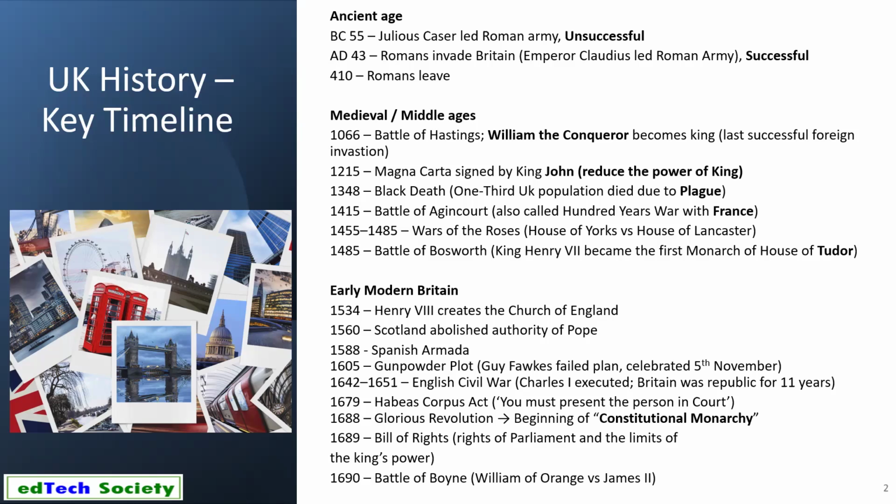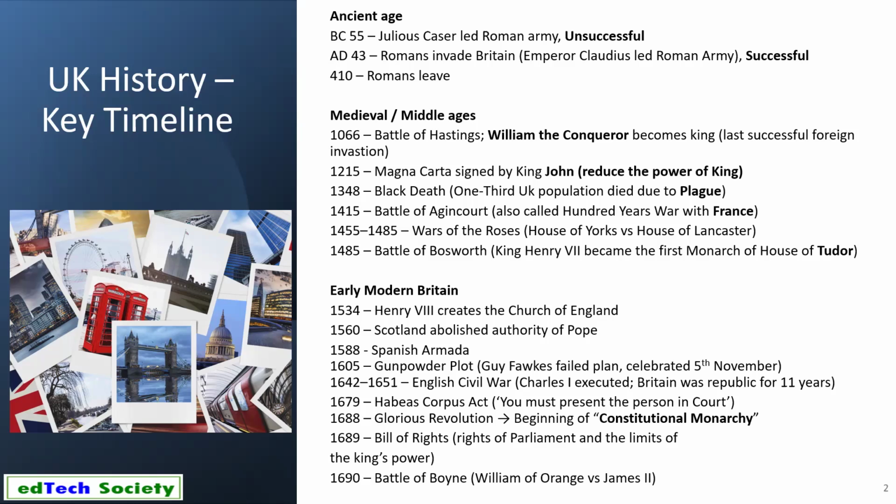1689 Bill of Rights, which is similar to what you learned for Magna Carta in 1215, which reduces the power of the king. That came as an act in 1689, the Bill of Rights, which sets out the rights of parliament and the limits of the king's power. 1690, that is the Battle of Boyne.